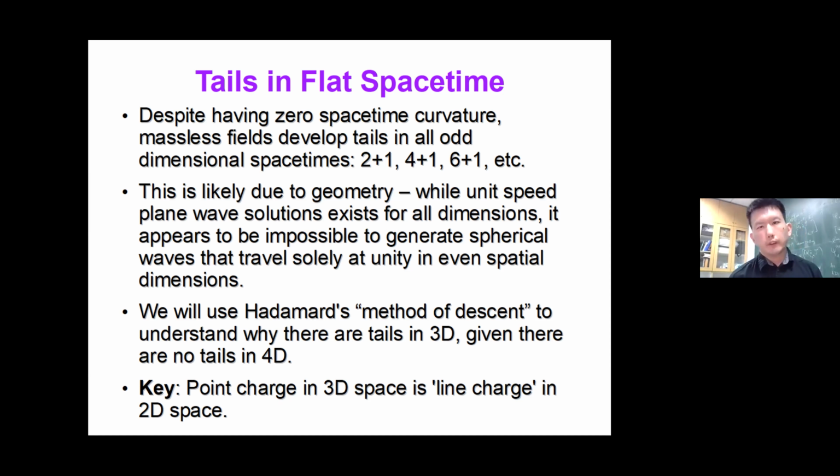I should mention before we go there that conceptually speaking, why tails develop in odd dimensions, I believe, has to do with the fact that it's not possible to construct a perfectly spherical wave that propagates strictly on the light cone. Because sometimes I get this question, well, I can write down the plane wave that propagates on the light cone, just write down e to the minus ik dot x. What's wrong with that? But here, geometry plays a crucial role.